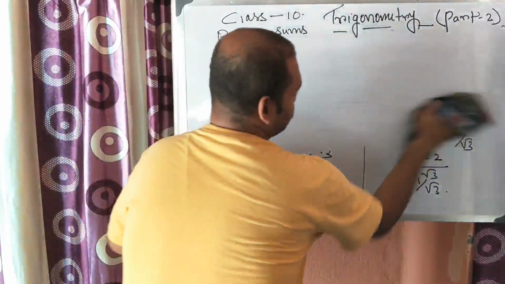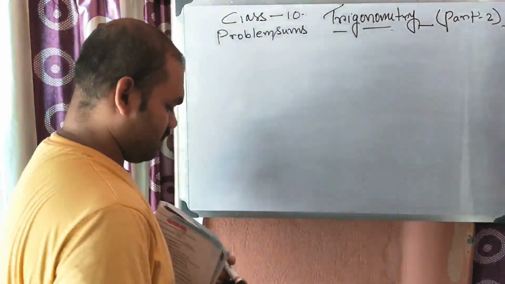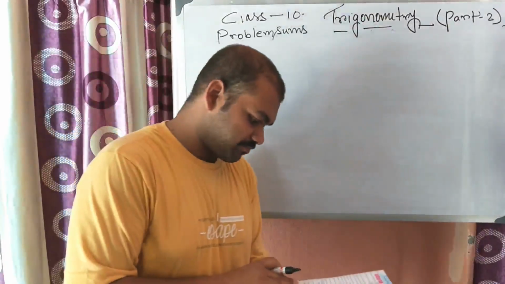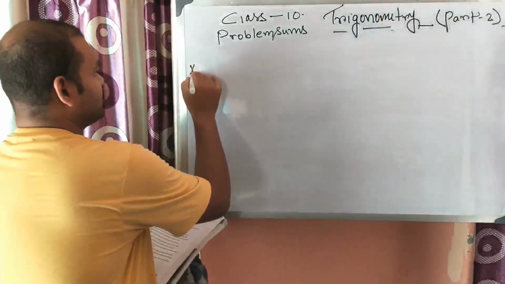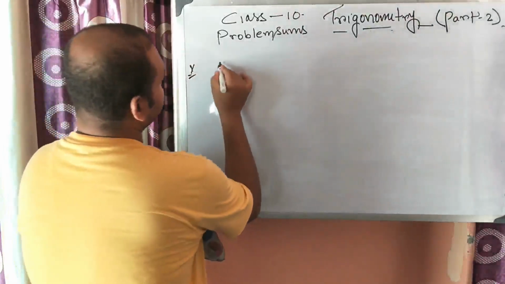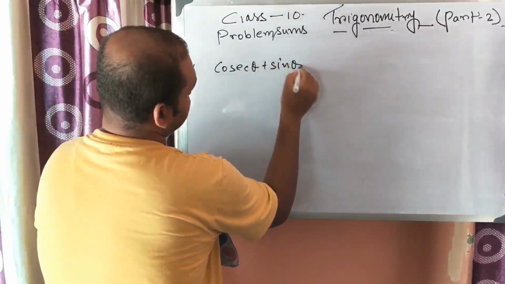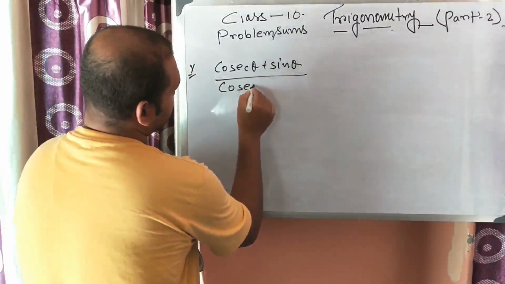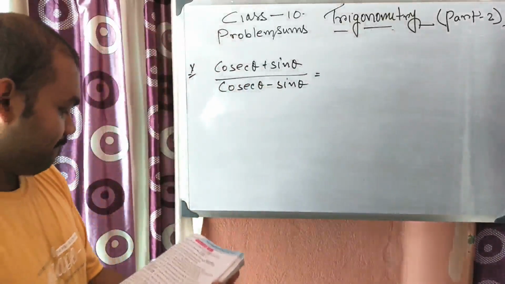So very good. Let us do the next sum. What is the next sum? Let us do another type, that is number 10. It is given that cosec theta plus sin theta by cosec theta minus sin theta is equal to 5 by 3.